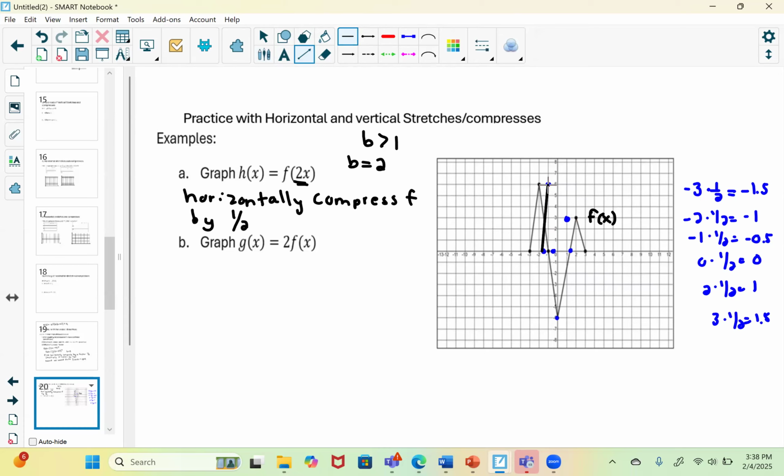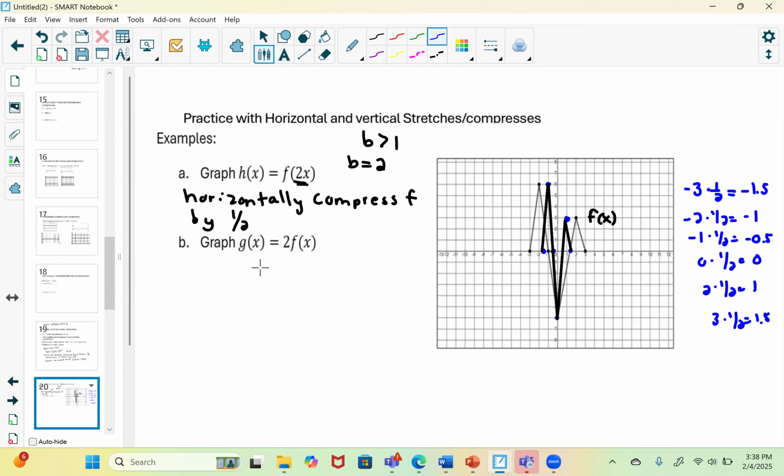So it's going to go there, down here, up, and then down. It's called horizontally compressed because it's not as wide left to right. It's closer together left to right, which is why it's called a compression. So that's how we graph the horizontal compressions.